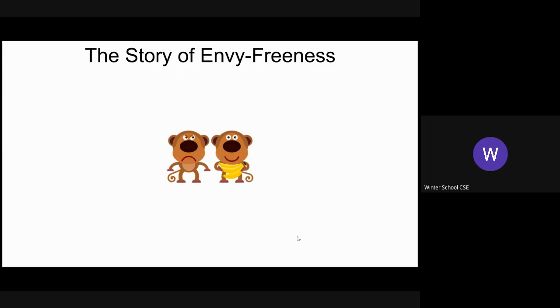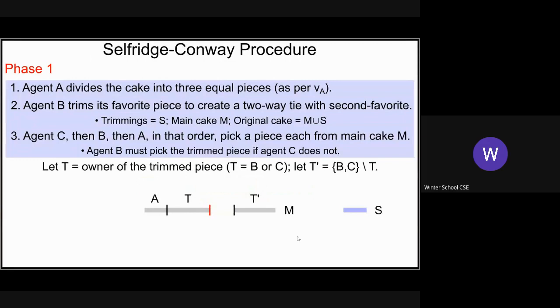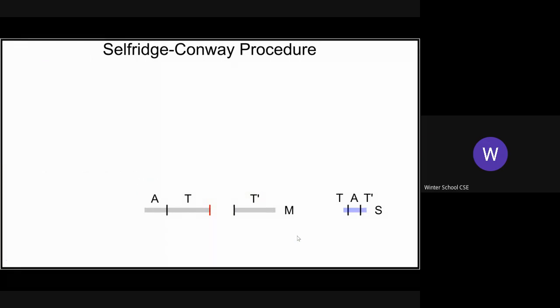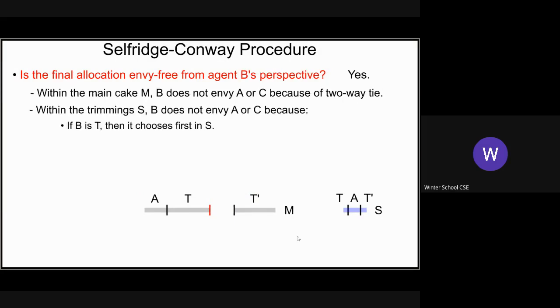I wanted to tell you about algorithms for NV-free division, which turn out to be much more intricate. But given the time limitation, let me just give you a summary of what we know about the NV-freeness problem. This was all about NV-free divisions for 3 agents. Again, these slides are up, so you can take a look and talk to me if you have any questions. But let me just skip through.